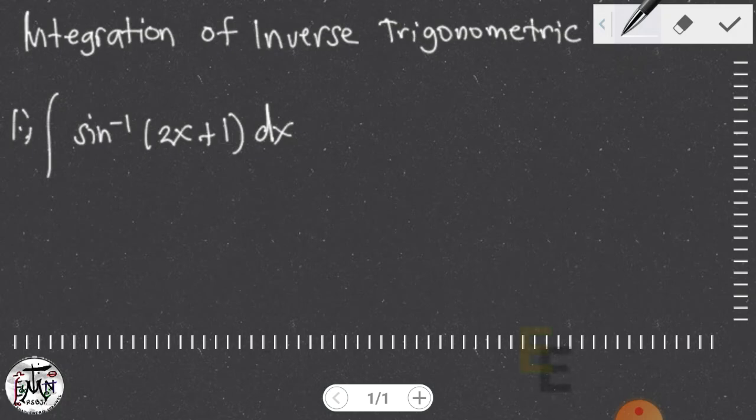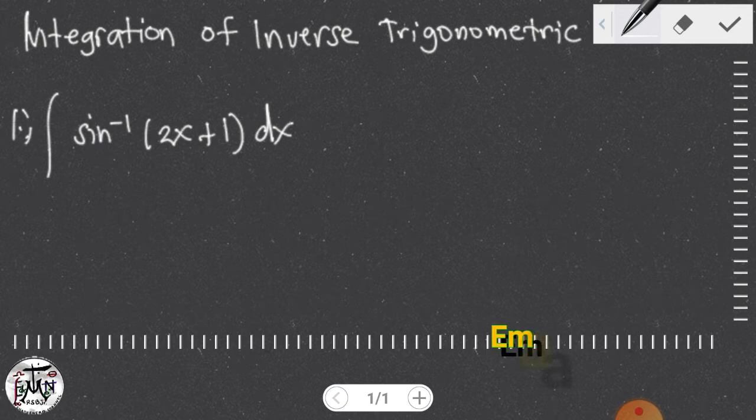In this video, we discuss how to integrate the inverse trigonometric function through this given: the integral of sine inverse of the quantity 2x plus 1 dx.